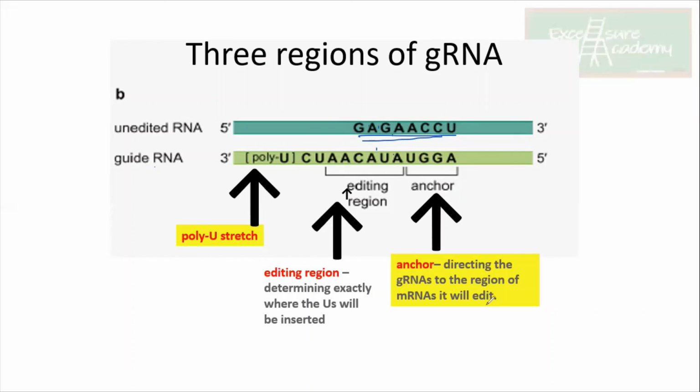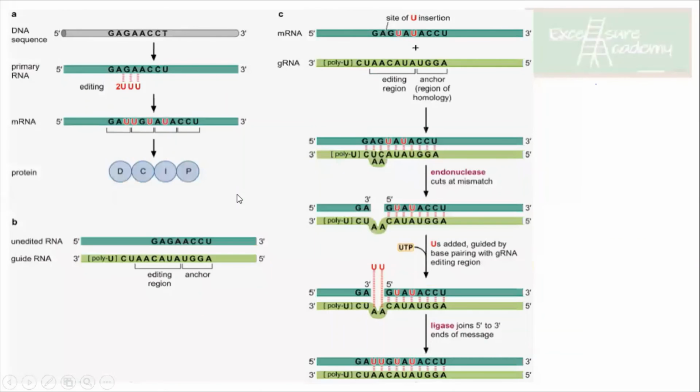Now when you say anchor, what does it mean? There has to be proper base pairing. You can see AU, GC, CG, and one more is there. Proper base pairing is happening, correct? Then you have the poly U stretches there. This is the region where they are going to add the U. Now this is very crucial to understand. Let's go slowly.